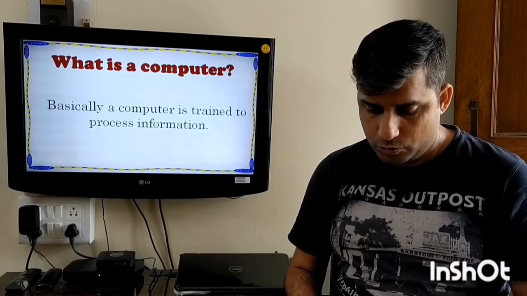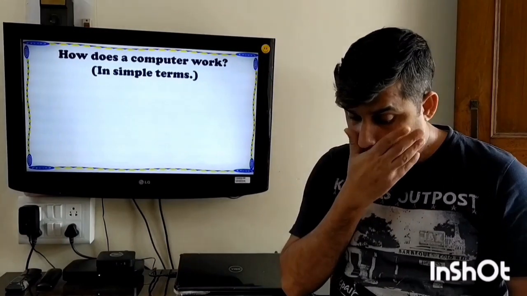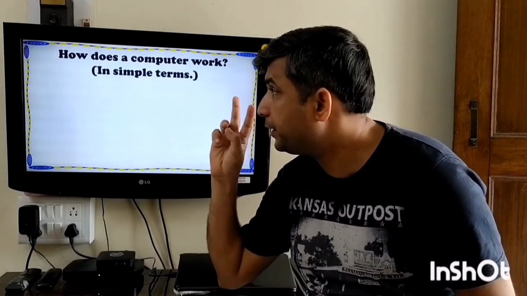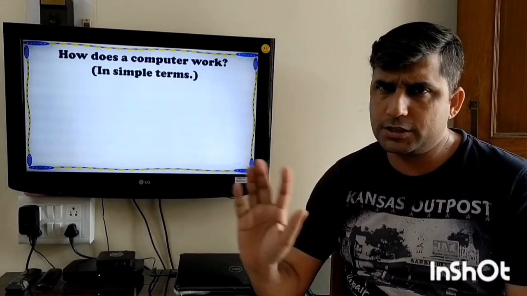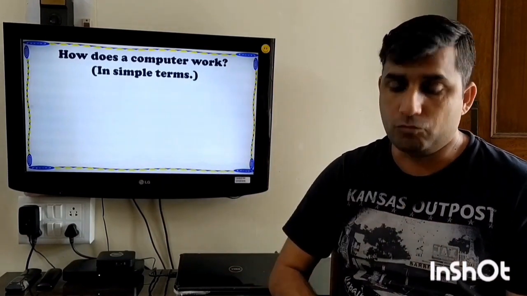Now, furthermore, how does a computer work? This is our topic number 2. In simple terms, how does a computer work? Now we are going to talk about how a computer works.